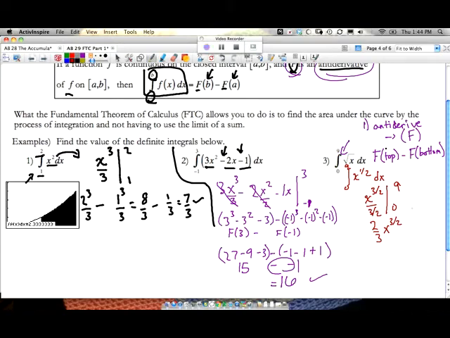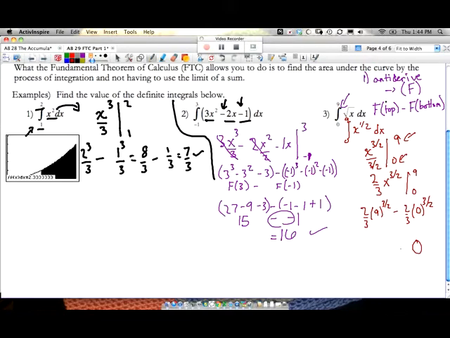Alright, so let's calculate this at 9 and 0, because we're doing from 0 to 9. So that's 2/3 of 9 to the 3/2 minus 2/3 of 0 to the 3/2. Well, 0 to the 3/2 power, that's pretty easy. That's just 0, and 2/3 times that is 0. So I really need to look at the first one.